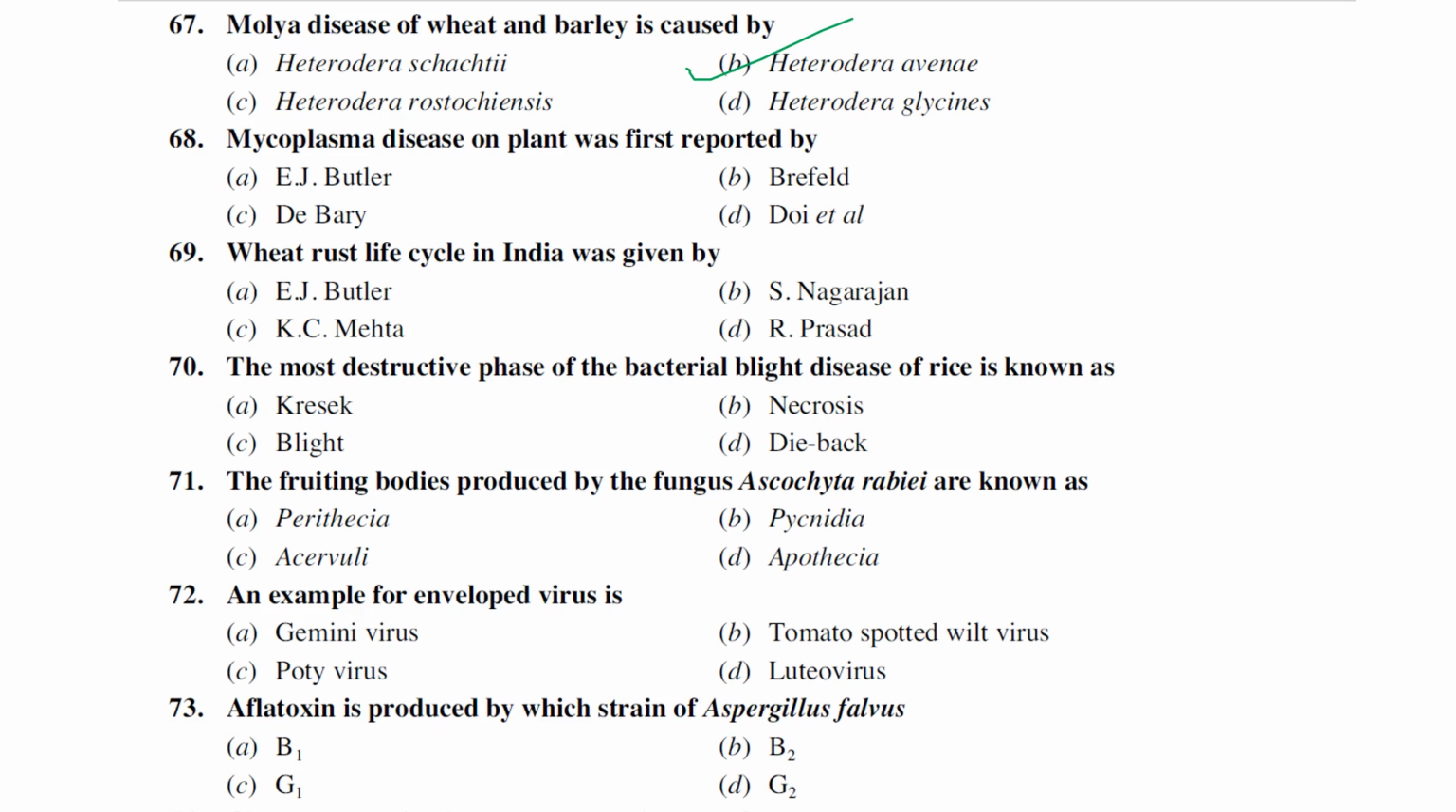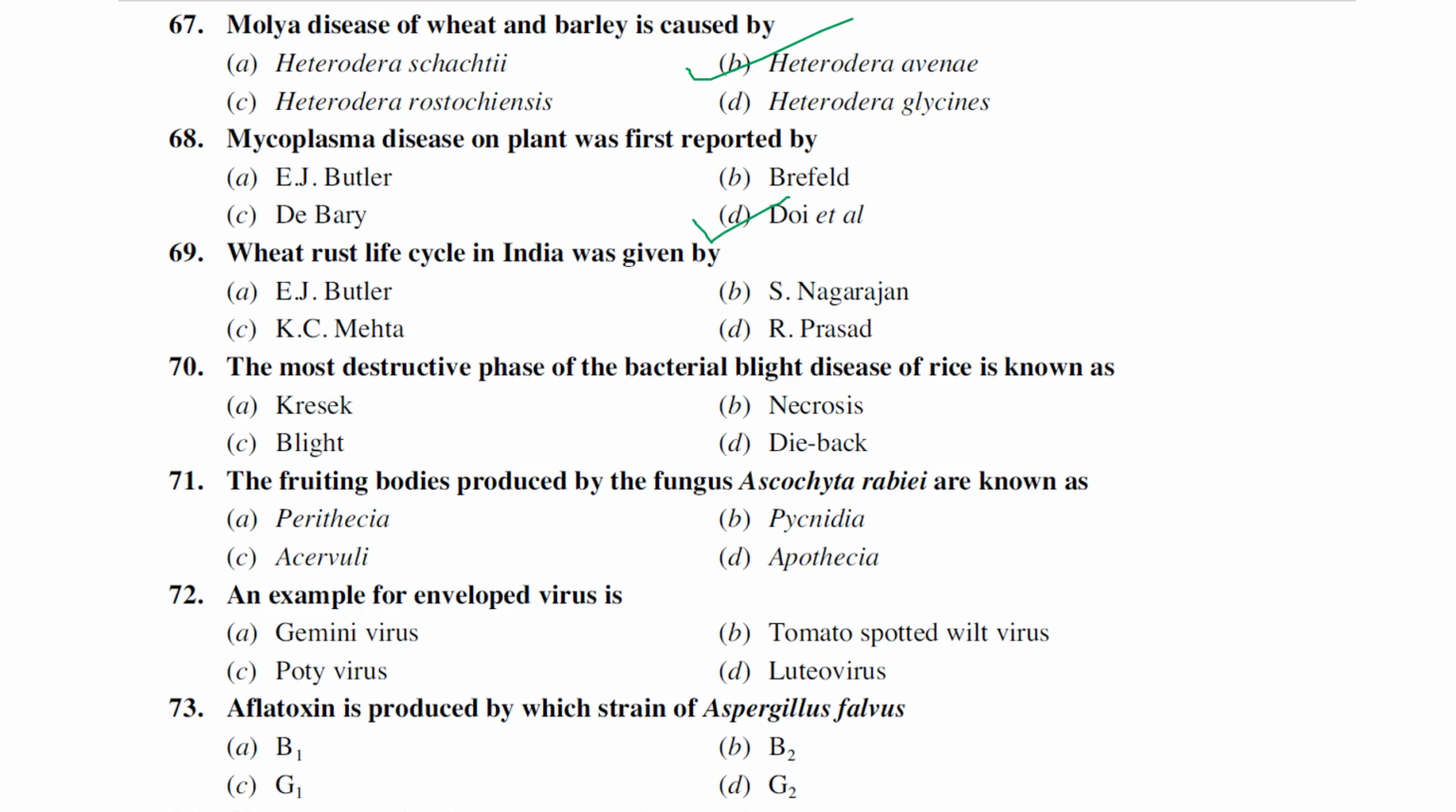The next one: mycoplasmal diseases on plants were first reported by... The first phytoplasmal disease was reported by Doi et al. in 1967, and the first phytoplasmal disease is mulberry dwarf. We know very well. So what they are asking is who reported the mycoplasma, that is phytoplasma, for the first time. Doi et al., 1967. The answer is Doi et al.